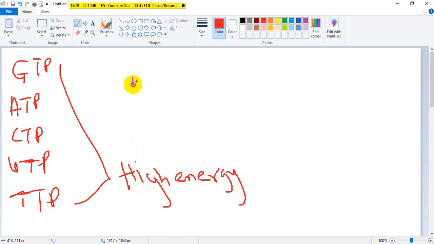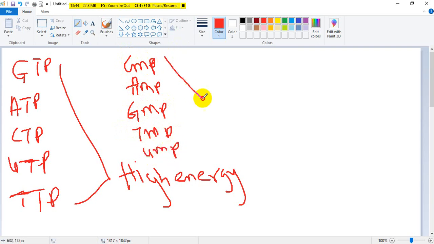But if they change to AMP, GMP, CMP, TMP, all of them monophosphate, and if they change to UMP, it means you are very, very hungry, or you are deprived of energy. Low energy state. It means that you need to eat. Your cells do not have energy. Your enzymes do not have energy.